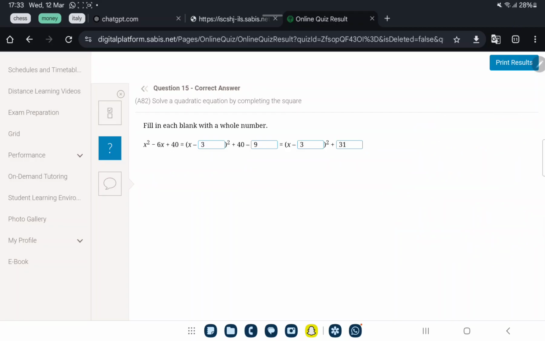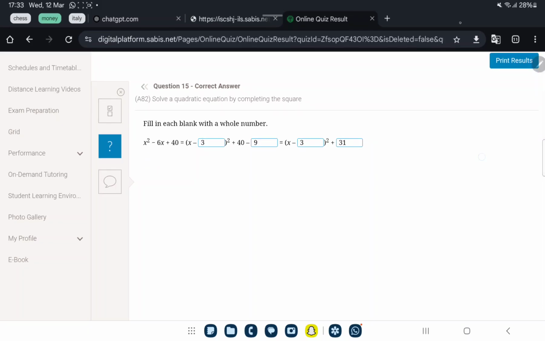Last question is also completing the square. X squared minus 6x plus 40 equals 0. Here they don't want us to move it to the other side, they want it to be on the same side, so we're going to keep it here, but forget about it for the time being.